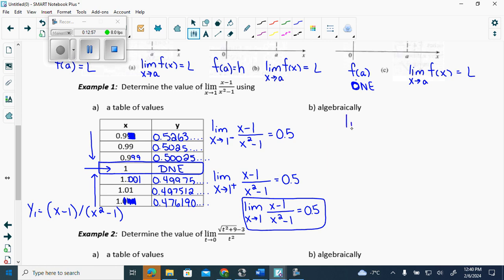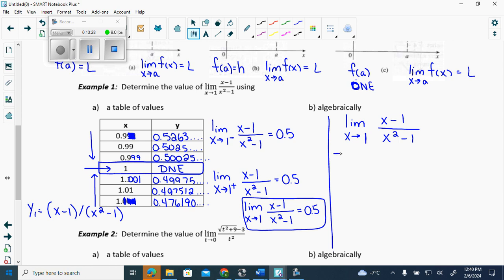So we take the limit as x approaches 1 of x minus 1 over x squared minus 1. My issue currently is that if I plug a 1 in, I get a 0 in my denominator. We agree? So I can't just plug the 1 in. If I could plug the 1 in and not get a 0 in my denominator, I could just plug it in and poof, I'd have an answer. But I can't do that currently. I can, however, factor the bottom.